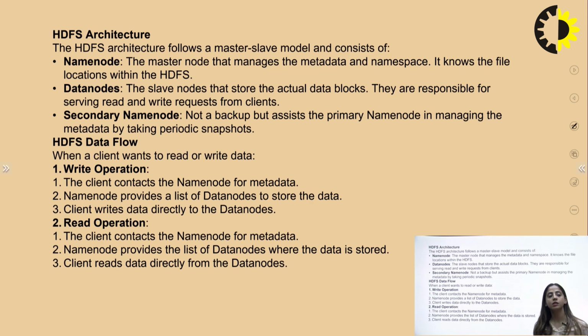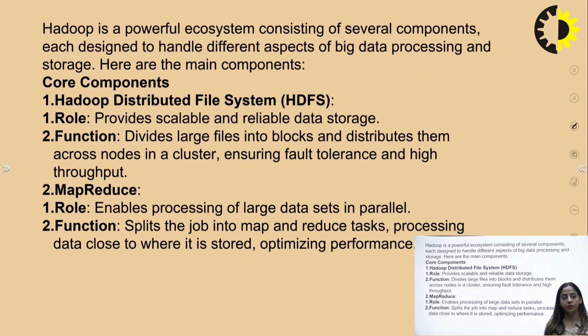Now, how does data flow happen in HDFS? When a client wants to read or write data, these functions happen. When the write operation is happening, the client contacts the name node for metadata. Name node provides a list of data nodes to store the data. Then client writes data directly to the data nodes. And what happens in read operation is the client contacts the name node for metadata. Metadata is data about data. Then name node provides the list of data nodes where the data is stored. Then the client reads data directly from the data nodes.